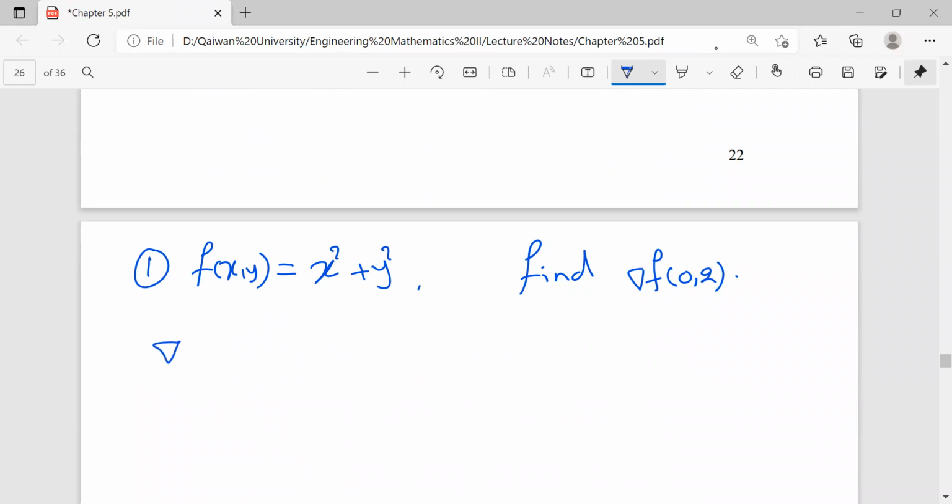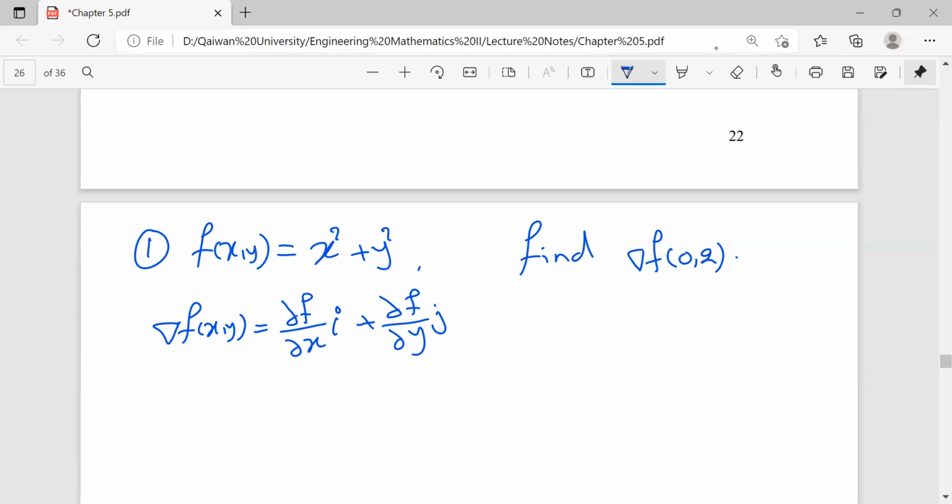We say grad f of xy equals the partial derivative of f with respect to x times I plus the partial derivative of f with respect to y times j. Here we have only 2 components because we have f of xy. If we have f of xyz, in that case we must find 3 components, 3 partial derivatives. Here we have only I and j.